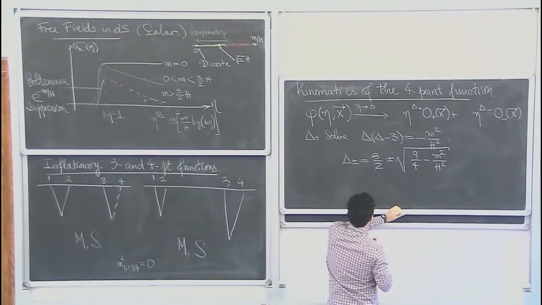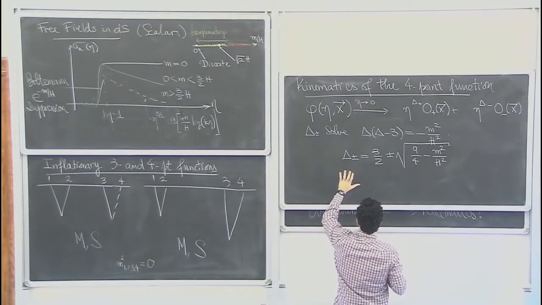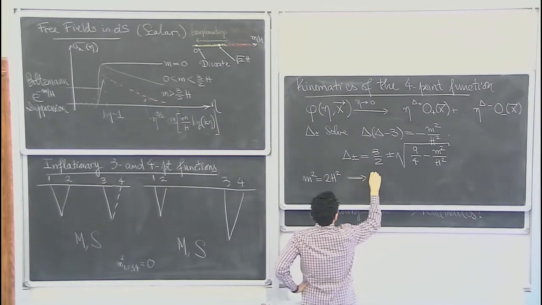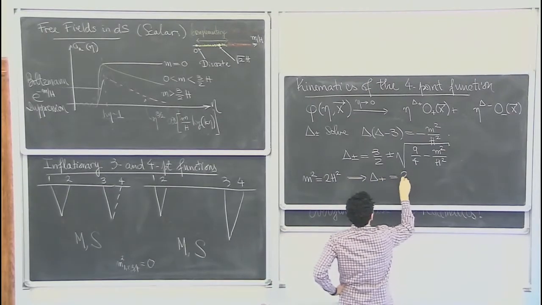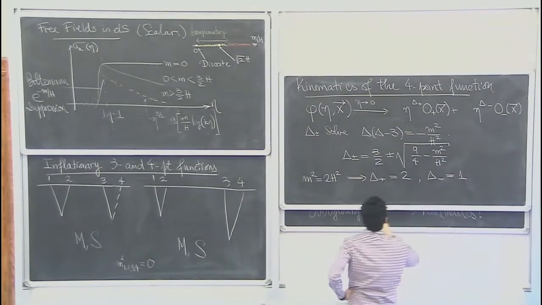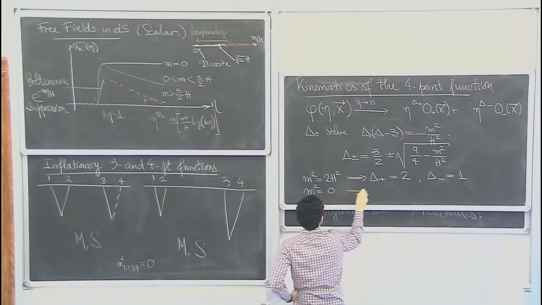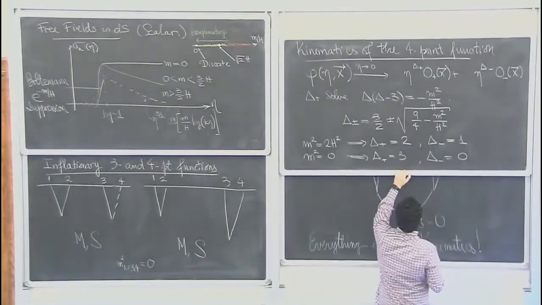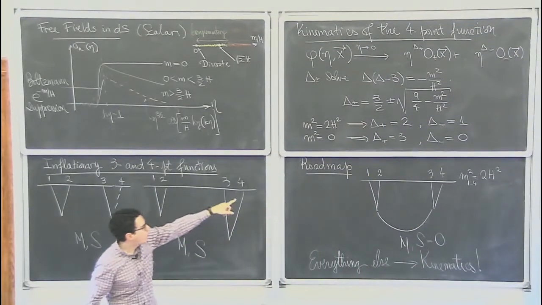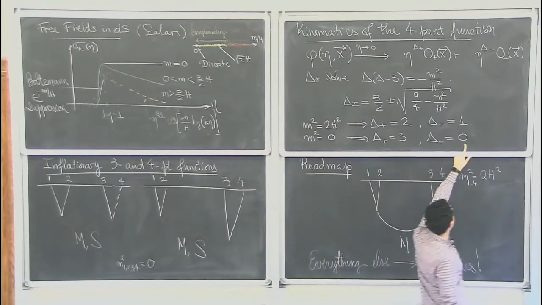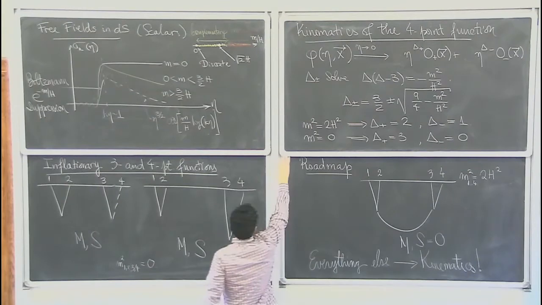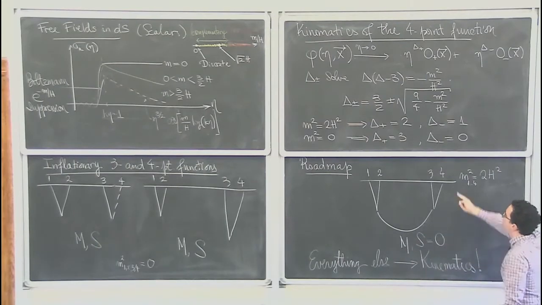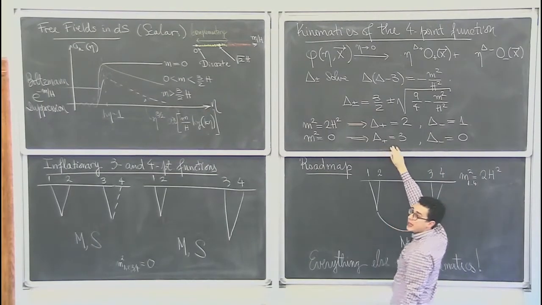In particular, we're interested, of course, in general mass. But for the case of m squared equals 2h squared, then delta plus equals 2, delta minus equals 1, and m squared equals 0, delta plus equals 3, delta minus equals 0. The fact that for massless particles you have delta equals 0 shouldn't surprise you. If I look at a massless scalar, at late times there will be some piece that doesn't fall off with conformal time. But there's also some part that decays very fast.